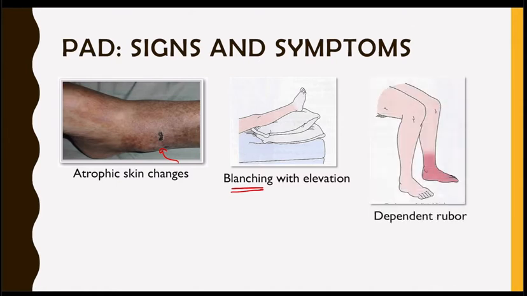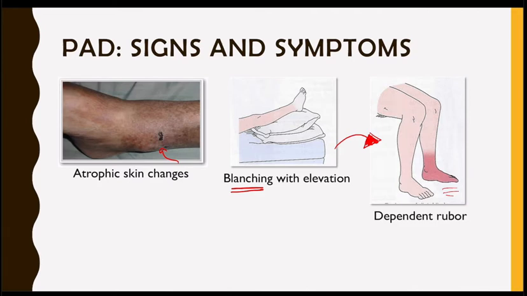Then the opposite of that is what's called dependent rubor. Again, dependent means you're down into the dependent position with gravity. And this occurs after you elevate. So you elevate the limb and it blanches, and you leave it up for a minute or two. And when you sit down, the foot gets incredibly red.